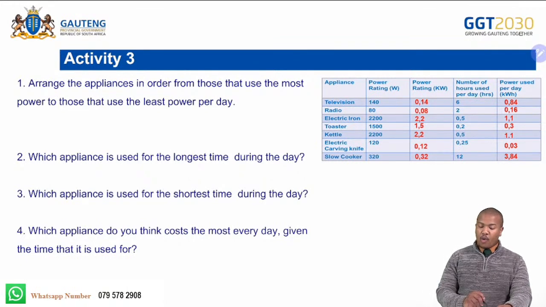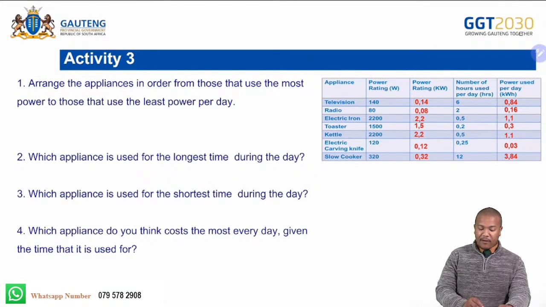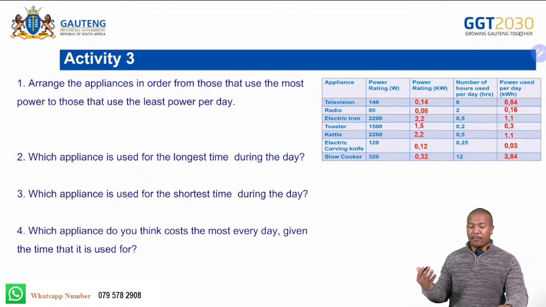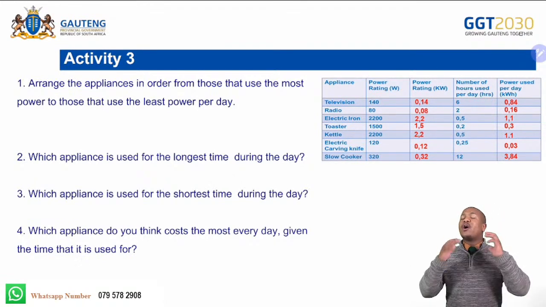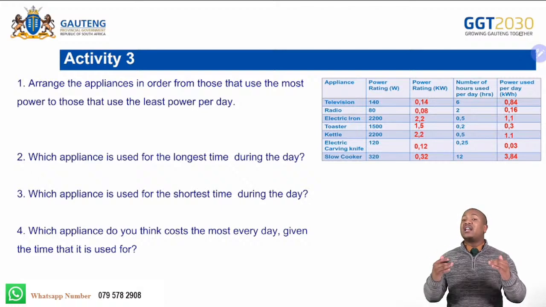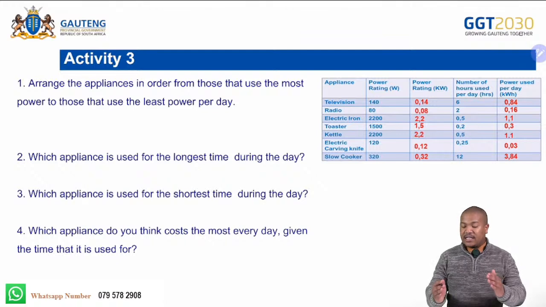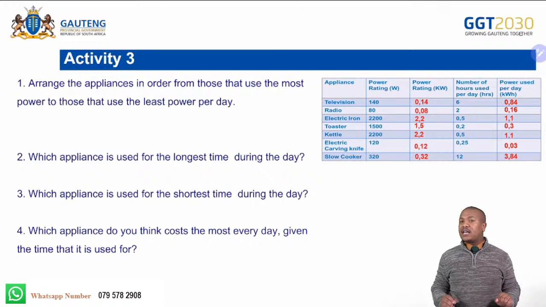Number 3, which appliance is used the shortest time during the day? And number 4, which appliance do you think costs the most every day given the time that it is used for? So we're using that table that we have written and gotten answers from in that activity too, right? And here's the table alongside. So let's just take about 5 minutes again to copy down and write down the answers.